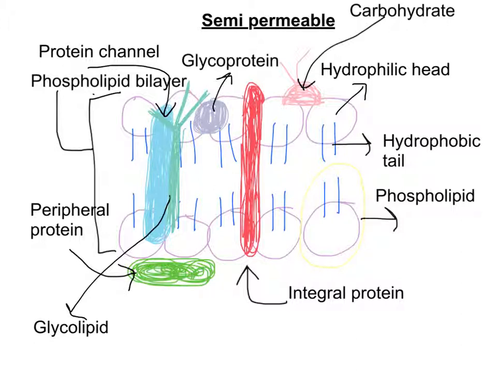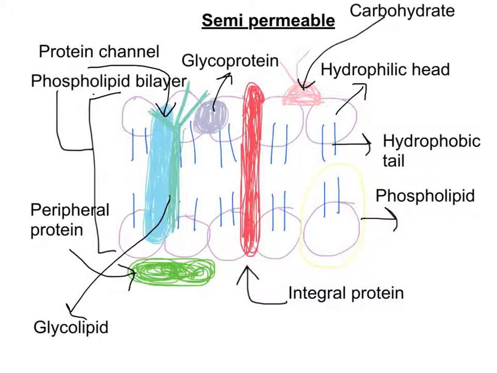Peripheral proteins can be found on either side of the lipid bilayer, inside or outside the cell. Membrane proteins can function as enzymes to speed up chemical reactions, act as receptors for specific molecules, or transport materials across the cell membrane. Integral proteins are located in the lipid bilayer.